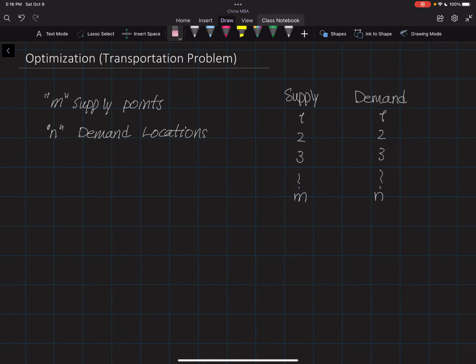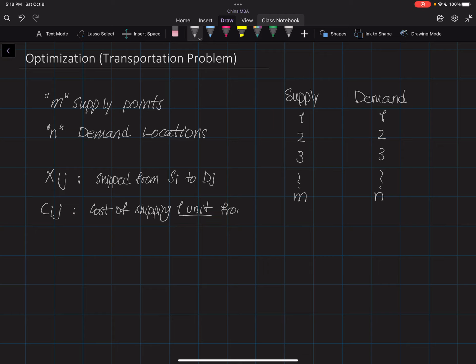Now, I define x_ij to be the amount shipped from supply point i to demand point j. And then I define c_ij to be the cost to ship 1 unit from supply point i to demand location j. So c_ij is the cost of shipping 1 unit from supply location i to demand location j.